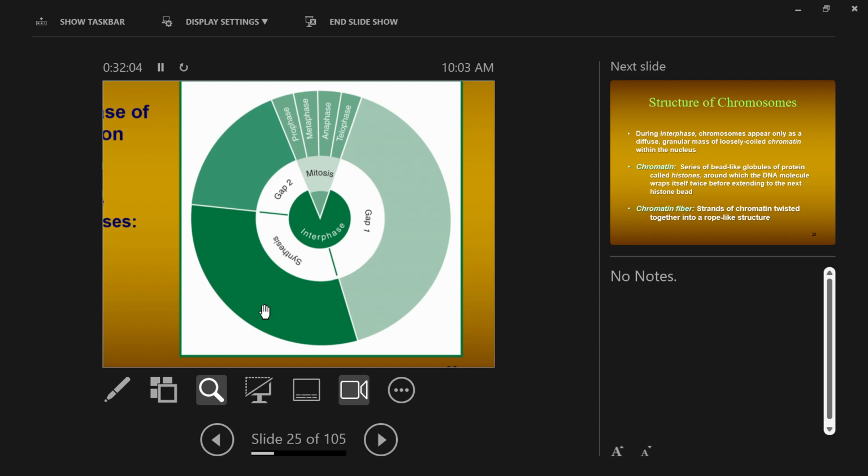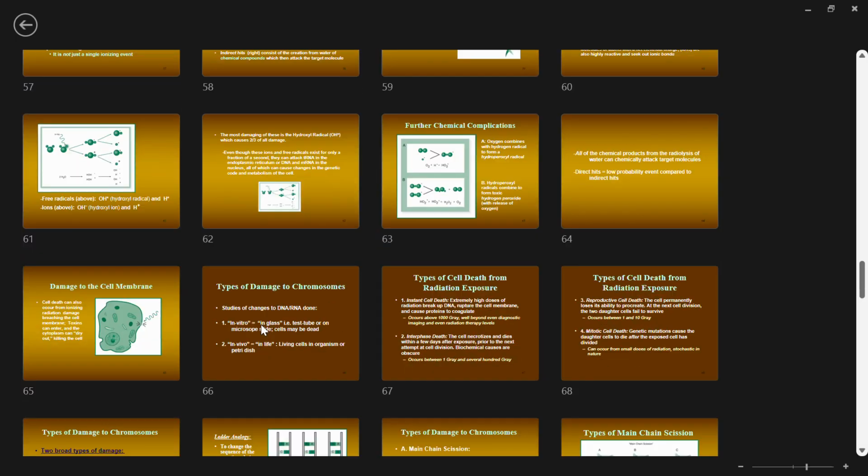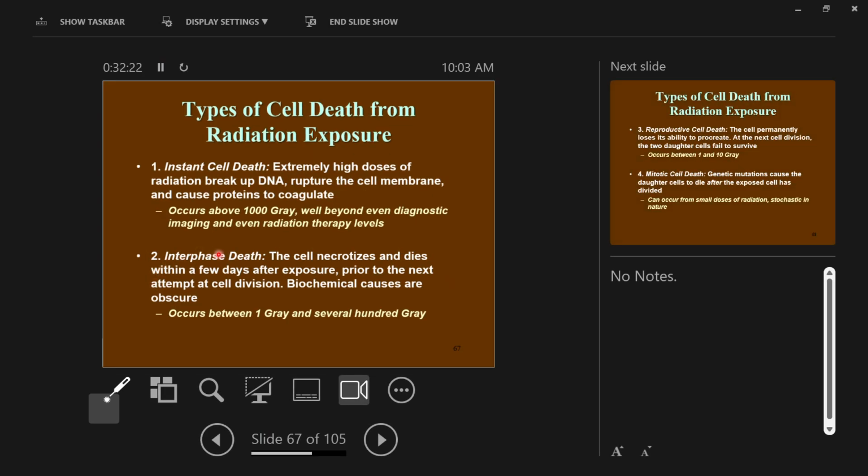But importantly, if enough radiation exposure happens to the cell after mitosis, the cell can die during interphase because it can't build the parts that it needs. It can't build its components, so it can't function. So let me go back to here. Interphase death. The cell necrotizes and dies. Necrotizes is also a way to say dies. So it dies within a few days after exposure. Remember, the average cell lifespan is 24 hours, so on average we're talking about hours after exposure.